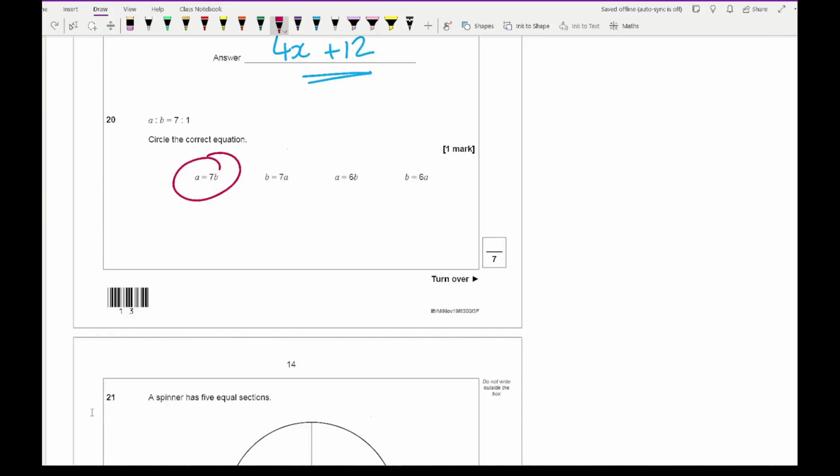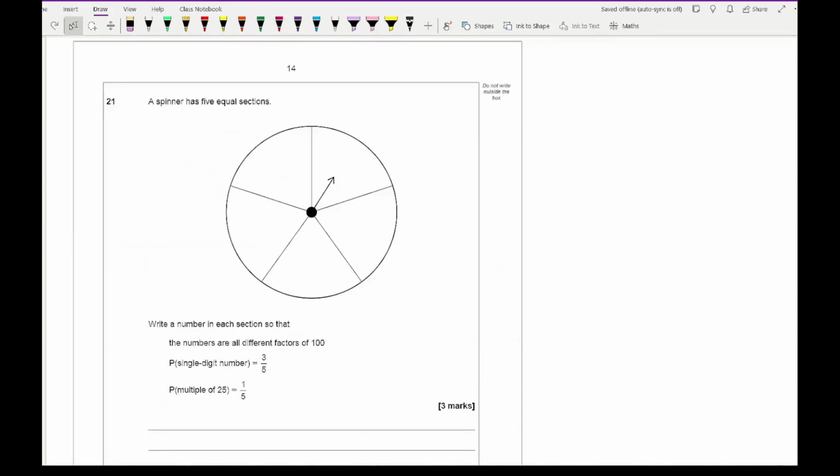So looking at question 21, it says that a spinner has 5 equal sections, and it says write a number in each section so that 1, the numbers are all different factors of 100, the probability of a single digit number is 3 over 5, and a multiple of 25, probability of selecting a multiple of 25 is 1/5. So let's first of all start by writing the factors of 100. So we've got 100, we've got 50, 25, 20, and 10. And in terms of the single digits, we've got 5, 4, 2, and 1.